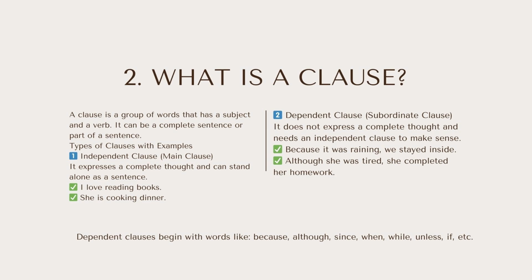Dependent clause does not express a complete thought and needs an independent clause to make sense. For example, because it was raining, we stayed inside. Although she was tired, she completed her homework. So dependent clauses begin with words like because, although, since, when, while, unless, if, etc.